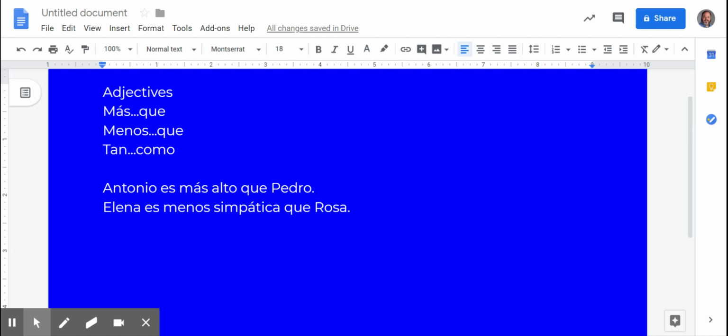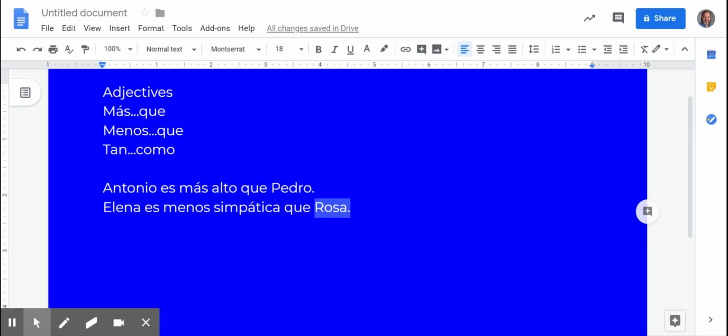Notice since Elena is in the front, I used an A at the end and I said simpática. Okay, have to do that. If there's more than one girl, you would have said simpáticas. Doesn't matter that it's Rosa here at the end. If we wanted to say that Elena was nicer than Antonio, the sentence would not change except for putting Antonio's name at the end. Simpática agrees with the person in the front.